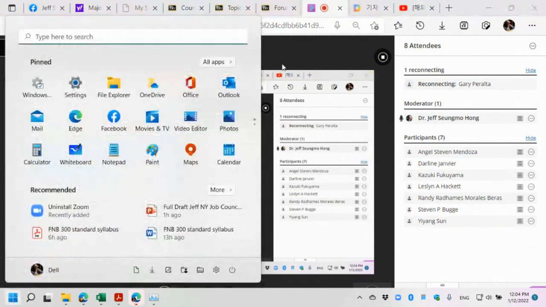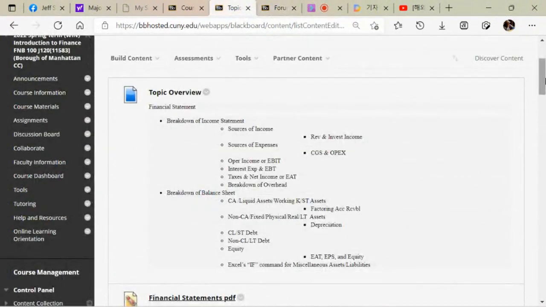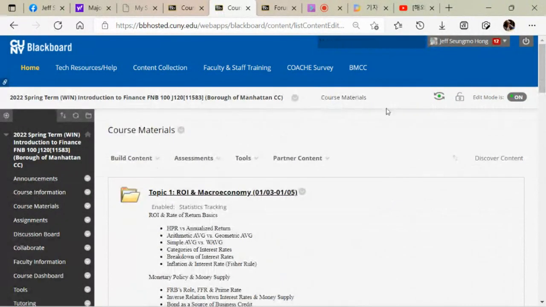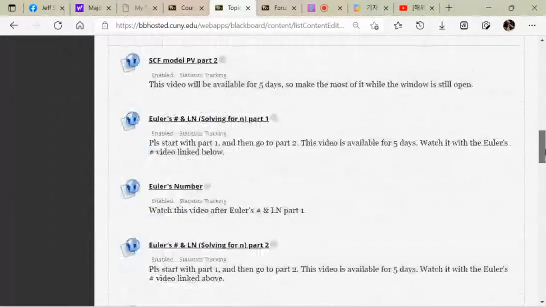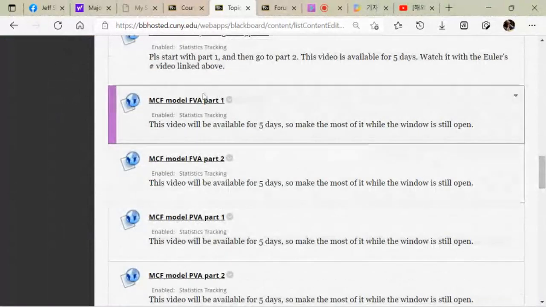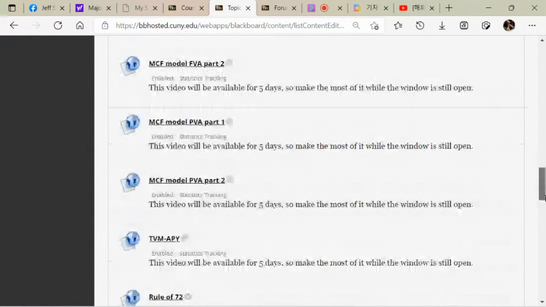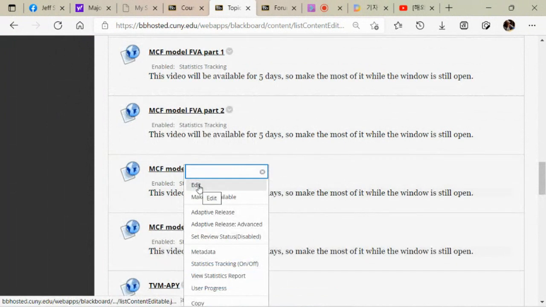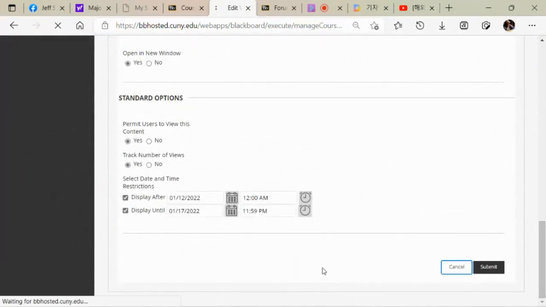Let me continue. I just checked where we should be today, and according to the schedule, as of today we should actually be in the third topic. We should be done already with this and multiple cash flow. So we're almost like 2 days behind. As of today, we must be already done, completed with the time value of money.